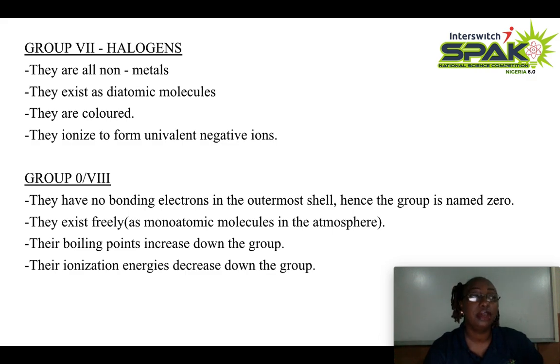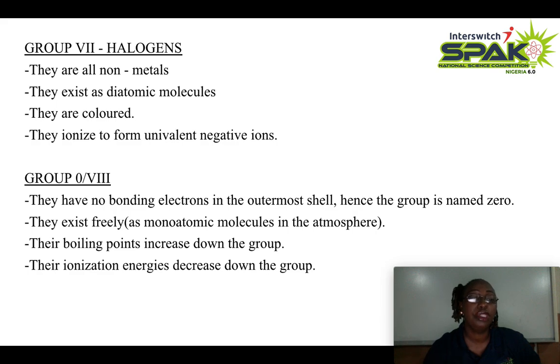Then we have group 7, which are known as the halogens. They are all non-metals. We have chlorine, fluorine, bromine, iodine, astatine in that group. They exist as diatomic molecules, so you have Cl2, F2, I2. They are colored as well. They ionize to form univalent negative ions.